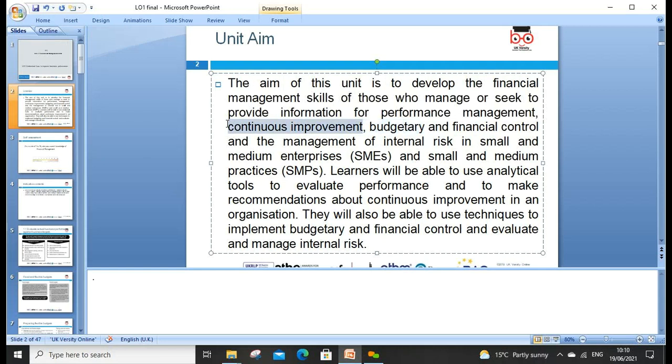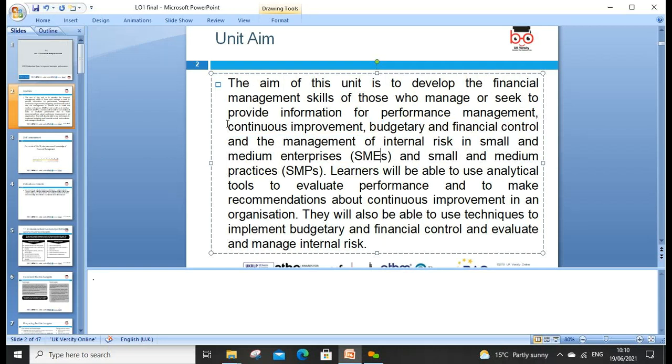It's not just performing well this year and expecting next year will be as well. You should always be looking to reduce the cost, bring efficiency, financial control, and the management of internal risk in small and medium-sized enterprises. That we'll discuss, small and medium practices, which we will go through.